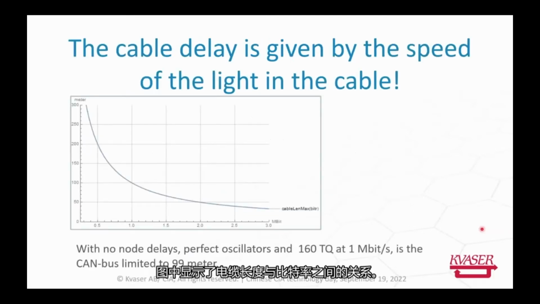This graph shows the longest cable as a function of the bit rate. With no node delays and perfect oscillators, with 160 time quanta at 1 megabit per second, the CAN bus is limited to 99 meters.